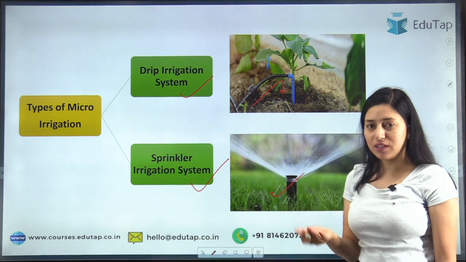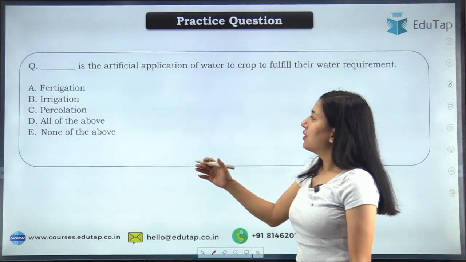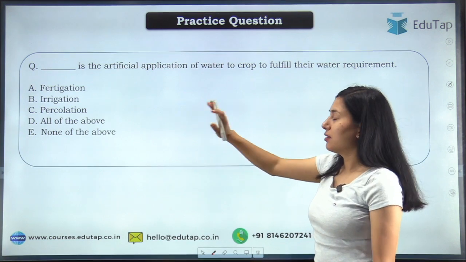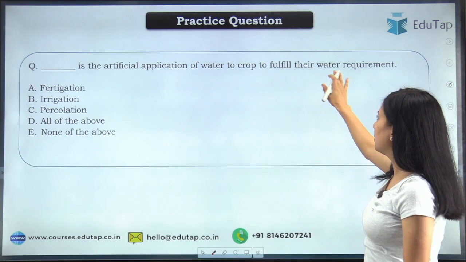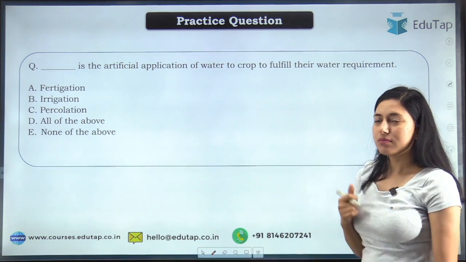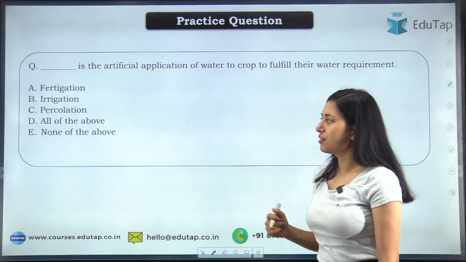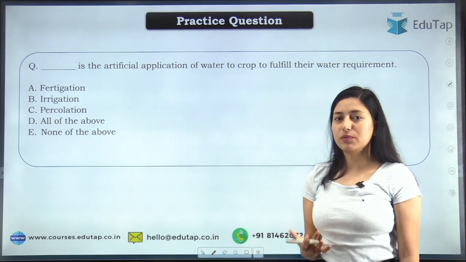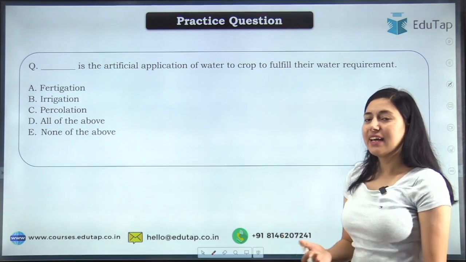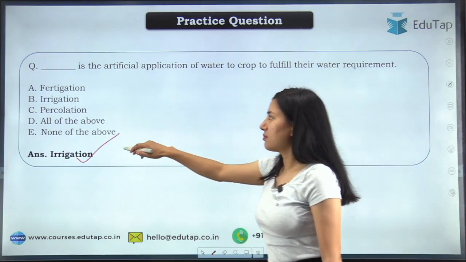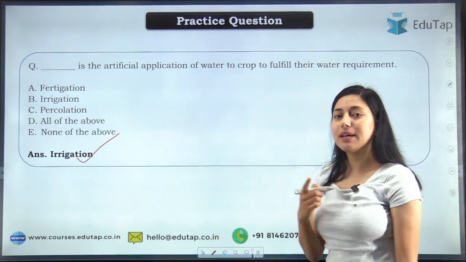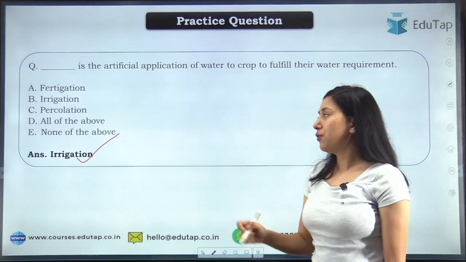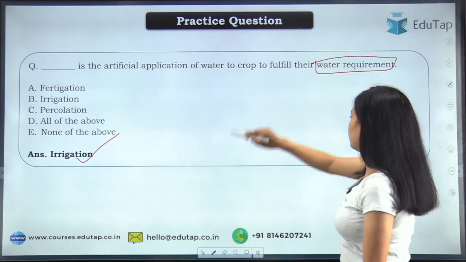Let's try to do some questions. First question: dash is the artificial application of water to crop to fulfill their water requirement. Your options are fertigation, irrigation, percolation, all of the above, none of the above. We have discussed that irrigation is the artificial application of water. Irrigation is the process where we artificially apply water to the crop for fulfilling their water requirement.